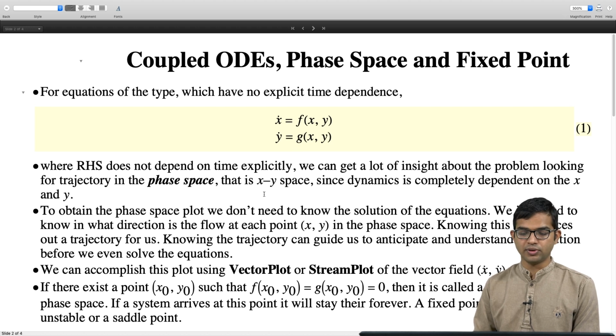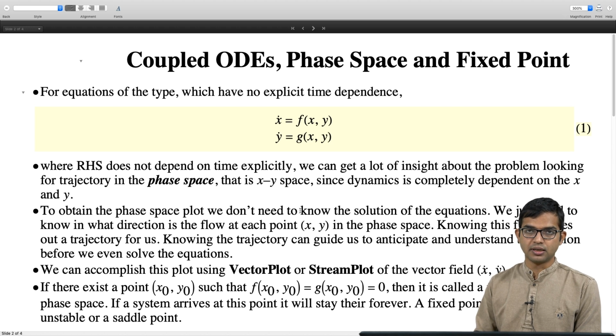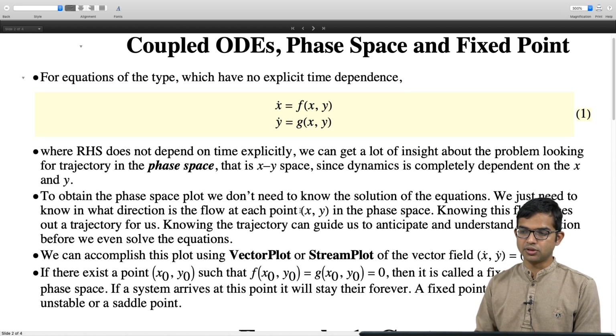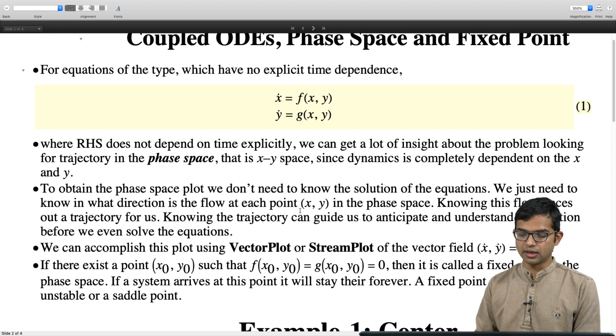Mathematica has a very useful plotting function called StreamPlot. You can also play with VectorPlot to basically carry out these kinds of studies. What we do is look at the trajectory of this particle based on the magnitude and the direction of the flow.